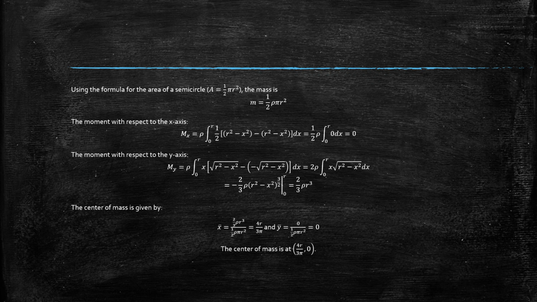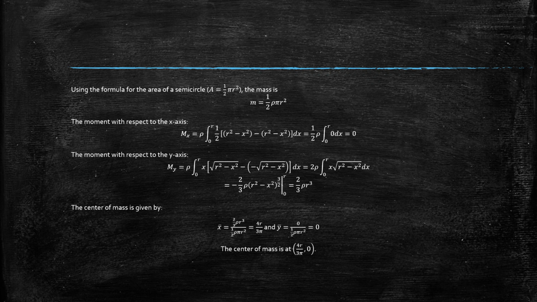Now the moment with respect to the x-axis, m sub x, is equal to rho times the integral from 0 to r of 1/2 of f of x, which is r squared minus x squared, that function squared, minus g of x squared, which is r squared minus x squared, and then dx. So that ends up giving us 1/2 times rho times the integral from 0 to r of 0 dx, which is just 0. And that makes sense if you think about it, since the region is symmetric about the x-axis, the moment with respect to the x-axis would be 0.